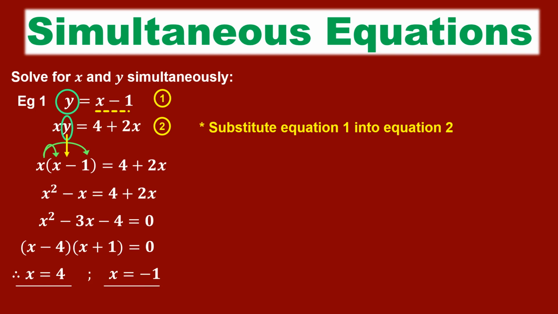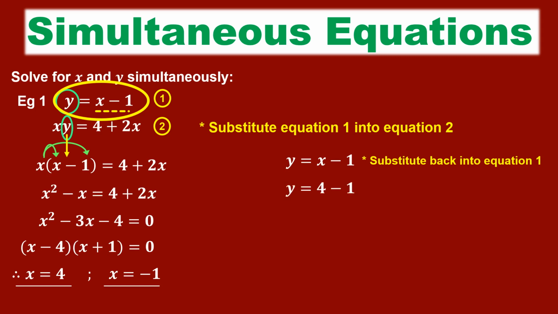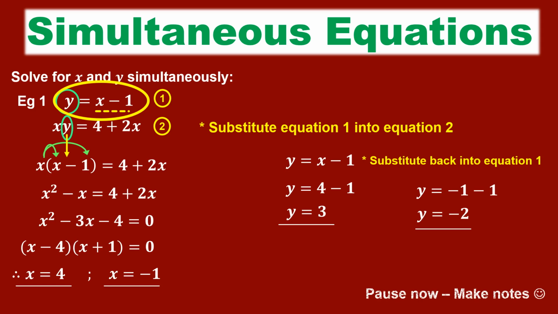But we are also asked to solve for y simultaneously, so we're going to go back to equation 1, which is y equals x minus 1, and we're just going to substitute our x's back into this equation. So y is equal to 4 minus 1, so y is equal to 3, or y is equal to minus 1 minus 1, so y is equal to minus 2. So I get two answers for x and two answers for y. Pause the video now so that you can make some notes.